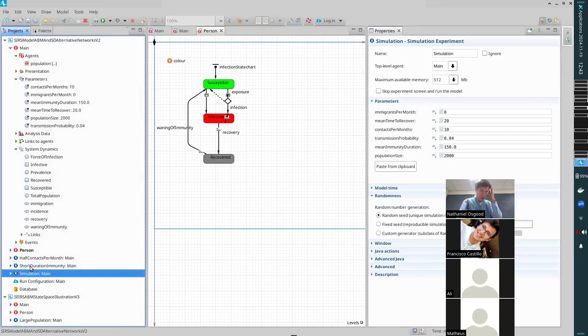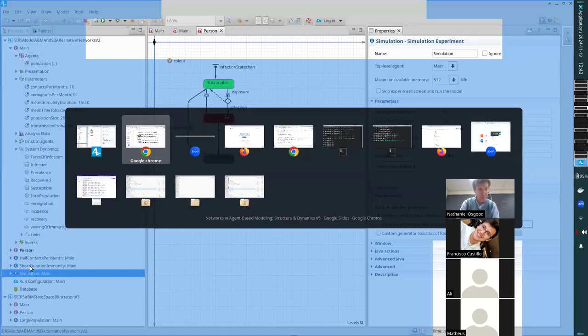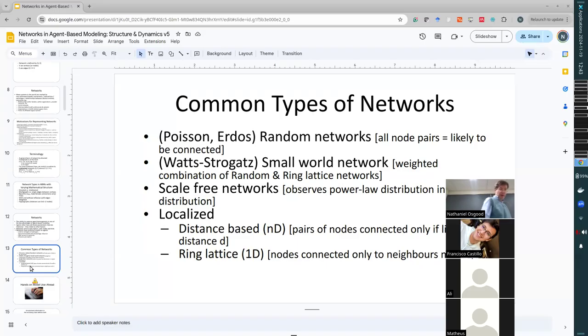So let's go to another network type of which we have been speaking. This one is going to combine the latest two. We've just looked at some localized networks, right? We did distance-based, we did ring lattice. Remember that? It spread slowly. And now we did this Poisson. Maybe in the interest of time, I will jump to the small world network.